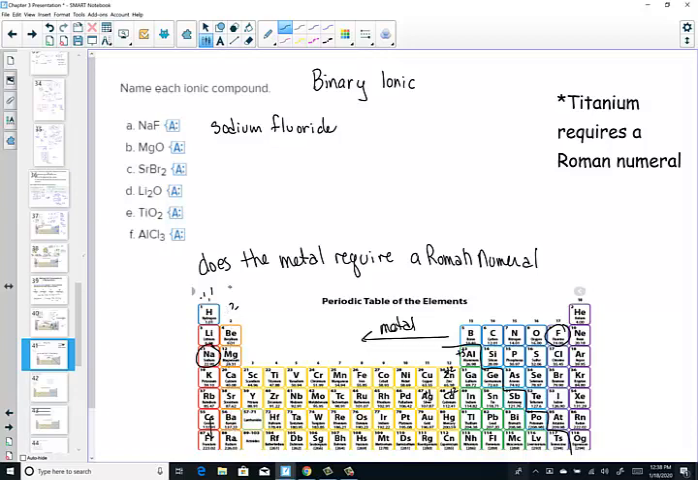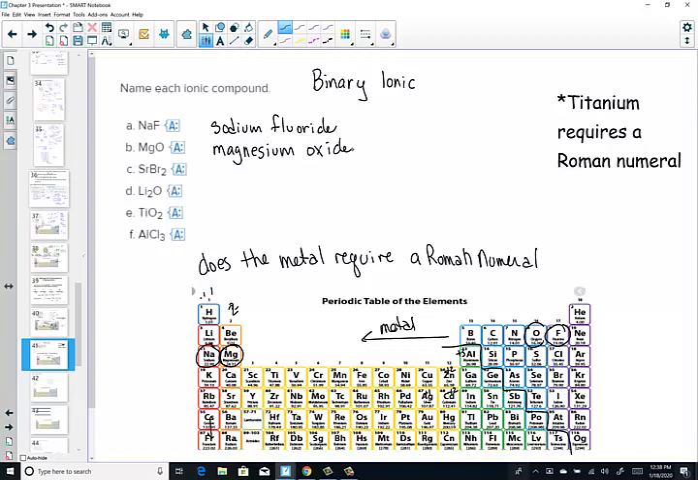MgO is the letter B. Mg is the element magnesium. No Roman numeral. It's in a fixed column of +2. So just naming that as magnesium, no Roman numeral required. The symbol O comes from the element oxygen. We end it with oxide, O-X-I-D-E, for the binary compound ending: magnesium oxide.